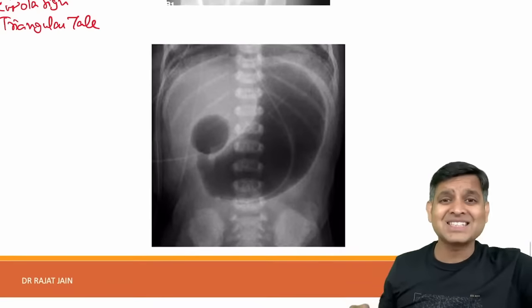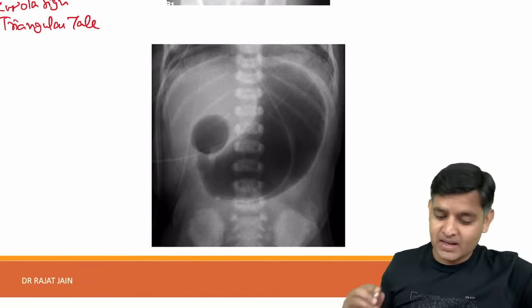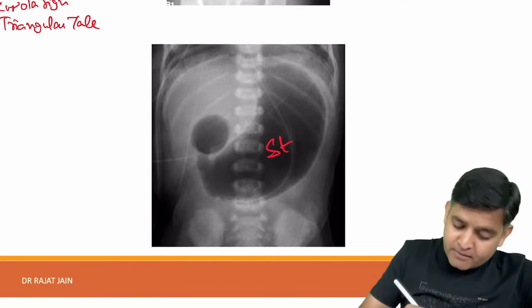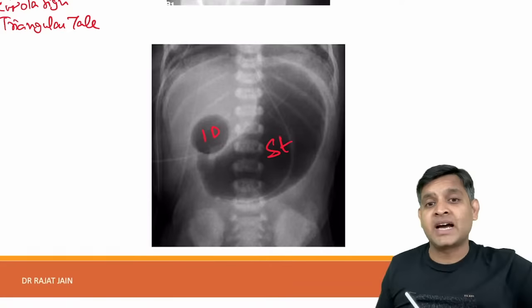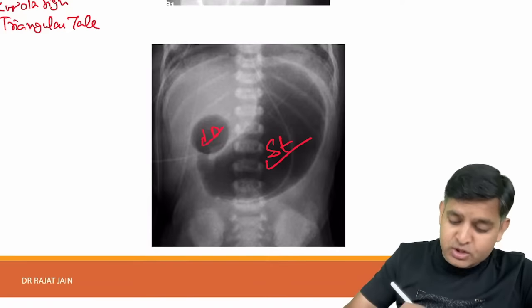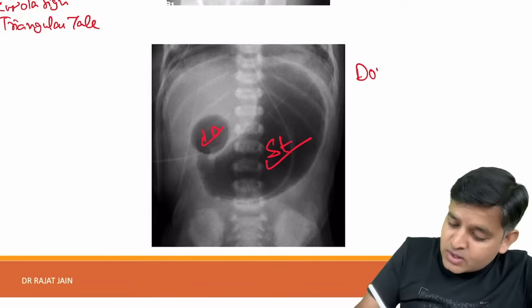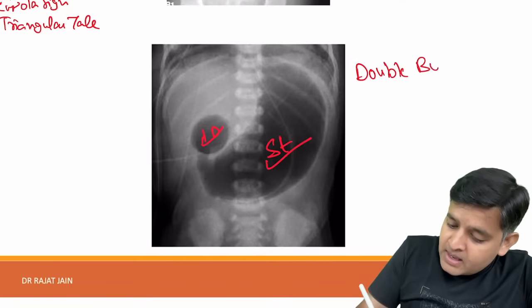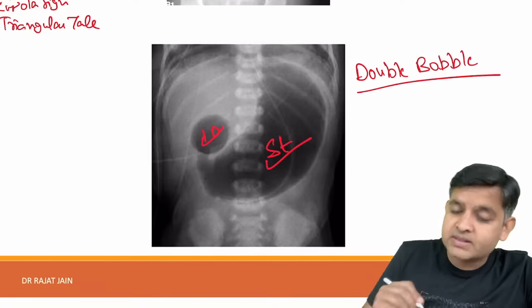Okay, what is this? What do we see here? Stomach is dilated, first part of the duodenum is dilated. So one bubble, two bubbles, and this is called the double bubble appearance.